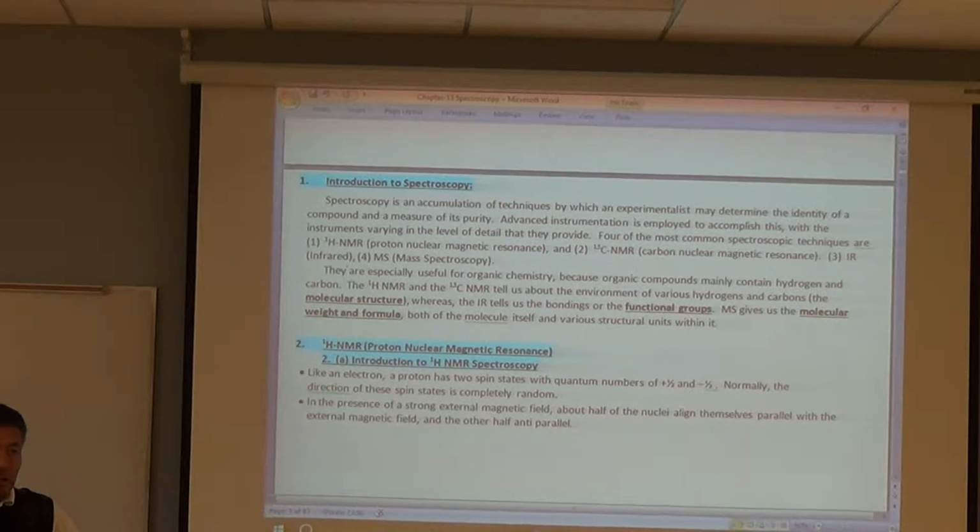I put the new lecture notes on the blackboard. I think most of you took organic chemistry before, so you have studied these spectroscopies a little bit. So we are going to go a little faster and study this spectroscopy very quickly.